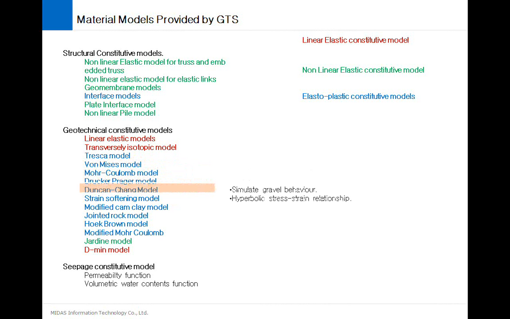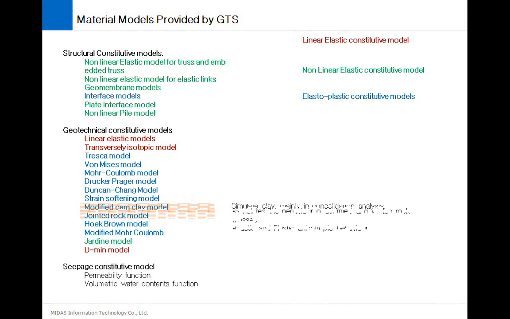The Duncan-Chang model, also called the hyperbolic model, is mainly used to simulate gravel behavior, and this has a hyperbolic stress-strain relationship. That means as we go to higher strain, this approaches non-linearity. The strain softening model controls the softening of the soil. The modified Cam clay model is used to simulate clay, and this finds high application in consolidation analysis.